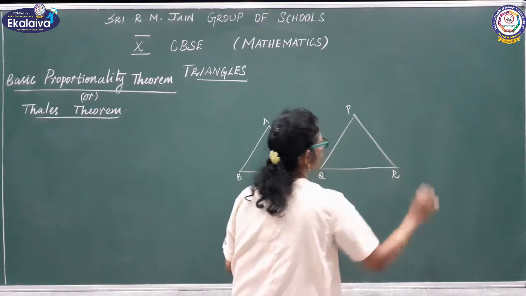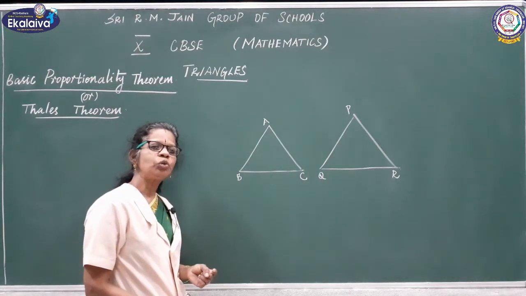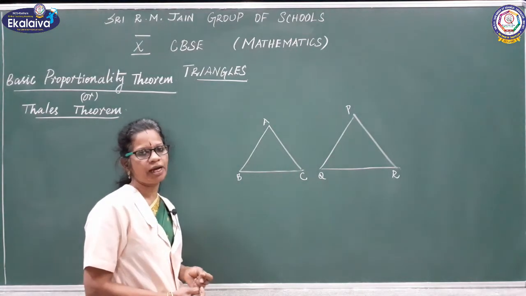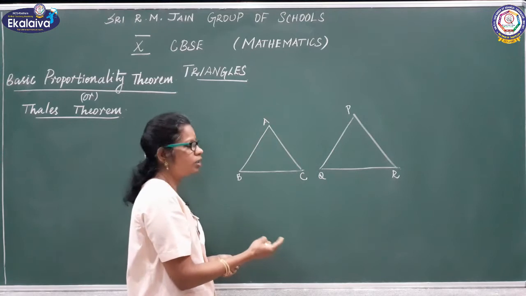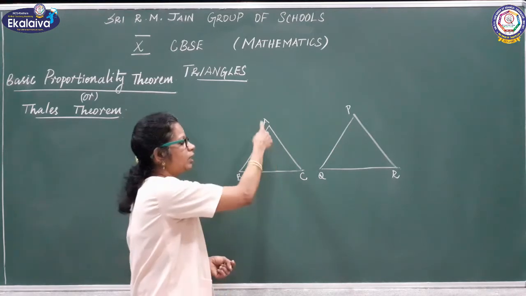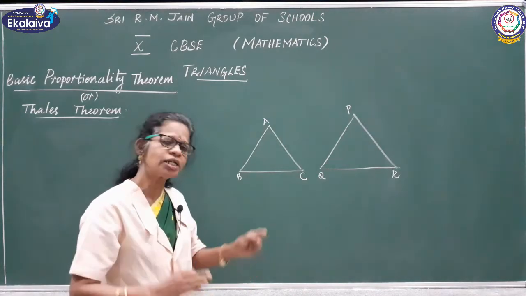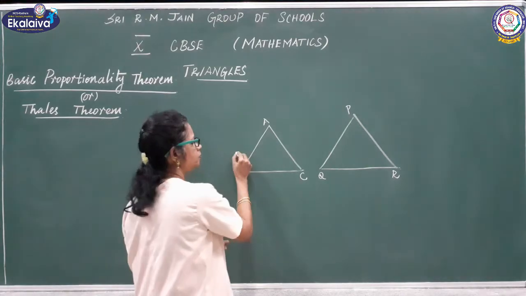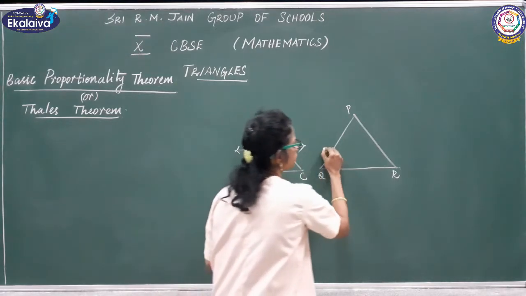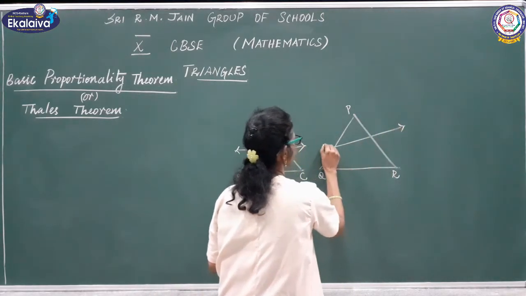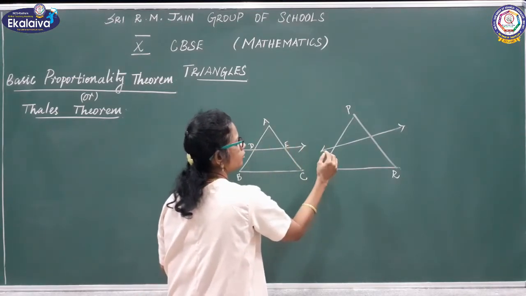Two triangles, right? Now I am going to draw a line. A line should intersect any two sides of a triangle. That is also your choice. Any two sides, maybe AB and AC, or AB and BC, or AC and BC. That is your choice, children. You should draw a line that intersects any two sides of a triangle. Then you should label it immediately, right?